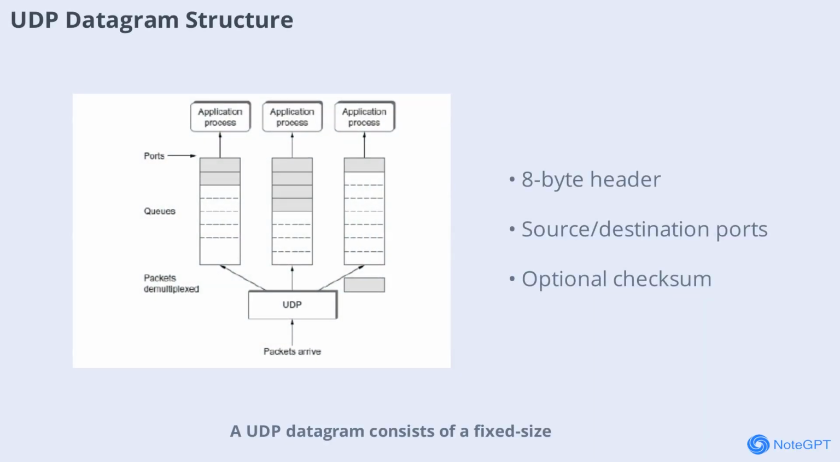A UDP datagram consists of a fixed-size 8-byte header and a variable-size data field. The header includes the source port, destination port, length, and checksum. The source and destination ports identify the sending and receiving processes, while the length field specifies the total datagram size. The checksum helps detect errors in the header and data, though its use is optional. This simple structure allows for fast, efficient data transmission.